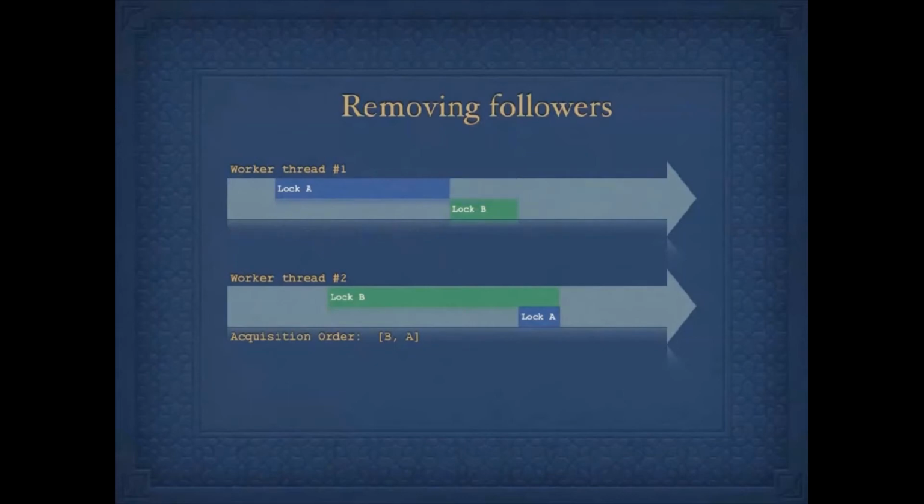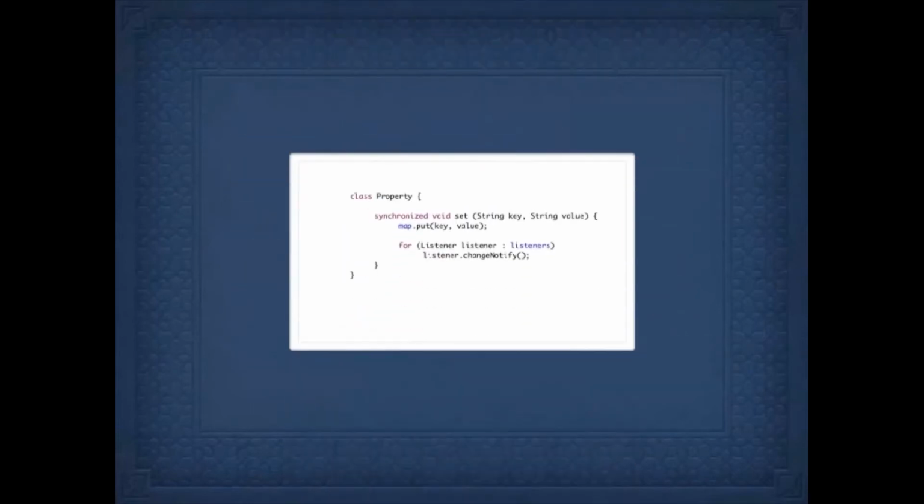The developer, by looking at the code, could conclude, for example, that lock A doesn't need to be held while lock B is acquired, so their dependency can be removed altogether. This can be done in the simple code by avoiding having a synchronized method and instead acquiring individual locks for the map and the listener list.